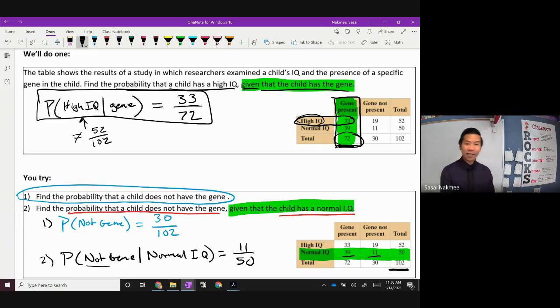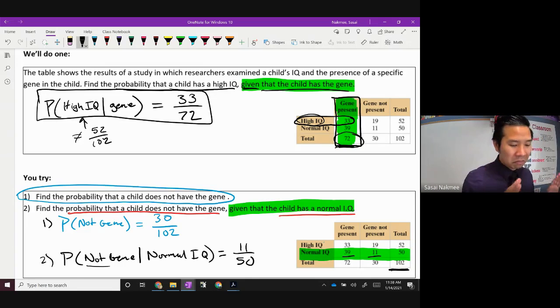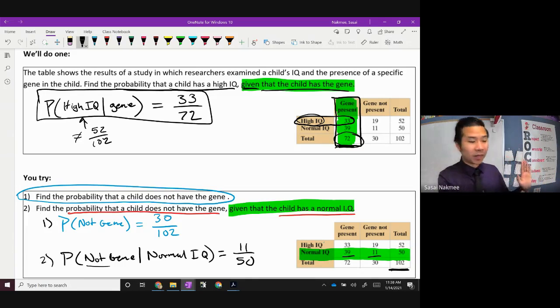And that's it. That's how you calculate probability when there's a given condition. It's the same type of idea of calculating probability before, but now you have to pay attention to what is restricting your probability. Does that make sense? You focus more on the fact that, like, oh, there's 102 kids here, but given the fact I'm only looking at kids with a normal IQ, I only want to look at 50 of them, right? And out of those 50, how many of them don't have the gene? And it looks like out of those 50, 11 of them don't have the gene.